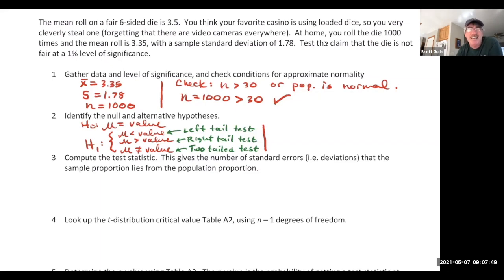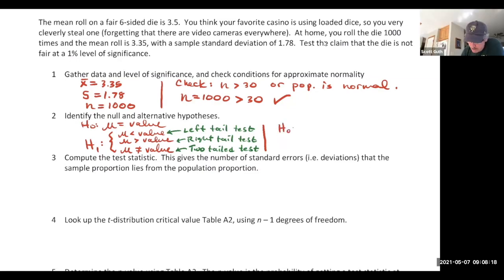Having said all of that, we think the die is loaded. We don't know what the average is going to come out to be. It could be above what it should be or below, but we would think one of those would happen if the dice are not fair. So that's why you're probably going to go with a two-tailed test on this one.